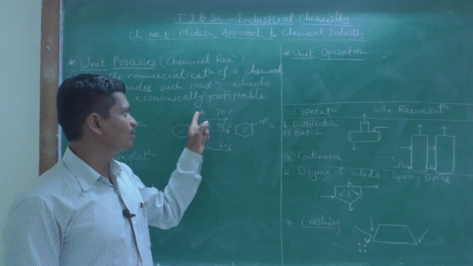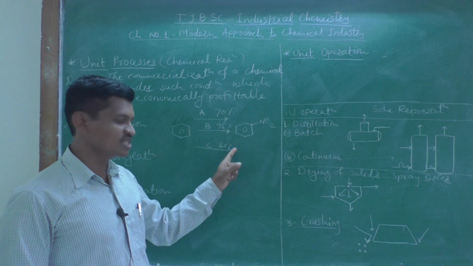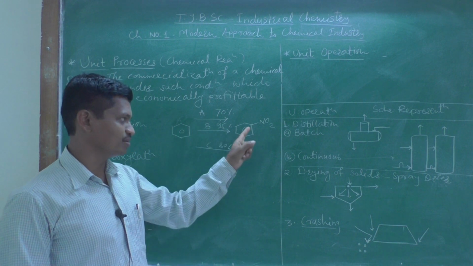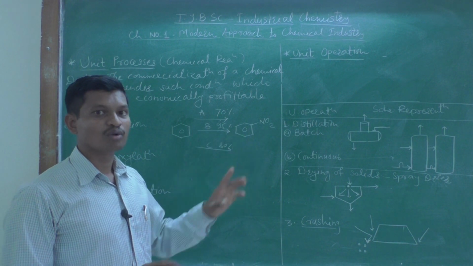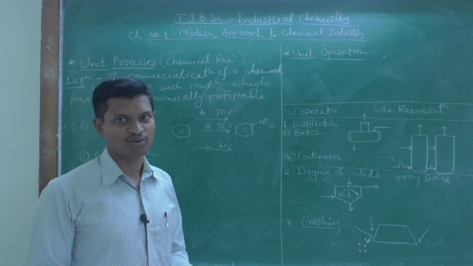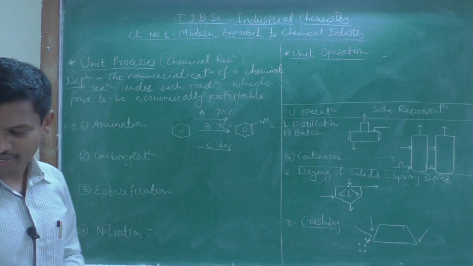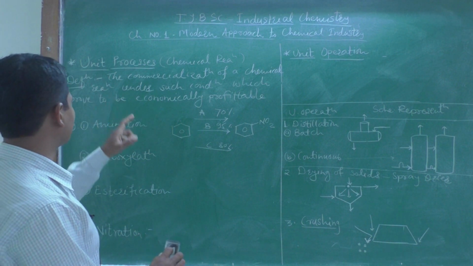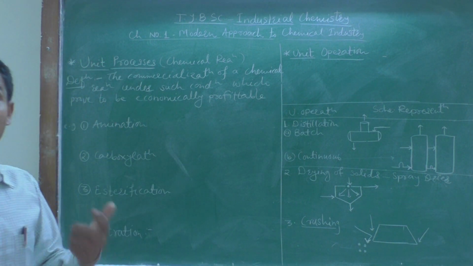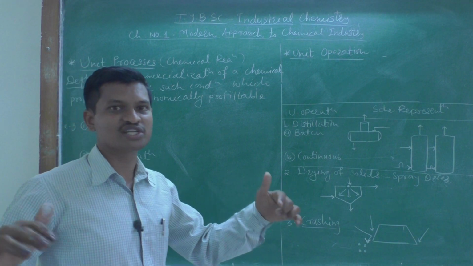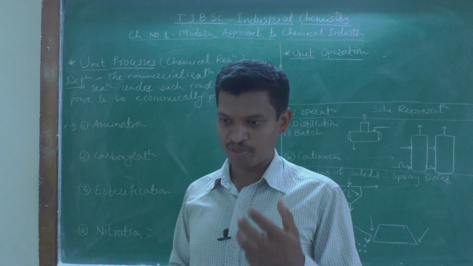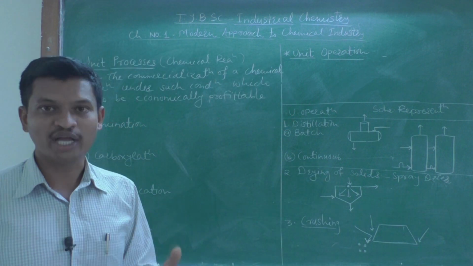And hence path A or path C, these chemical reactions A or C, we cannot call these methods unit processes. Okay, so this is a very simple concept of unit processes. Unit processes are nothing but chemical reactions which can be carried out commercially at industrial level, and they should give profitable yield, or be economically profitable to that industry.